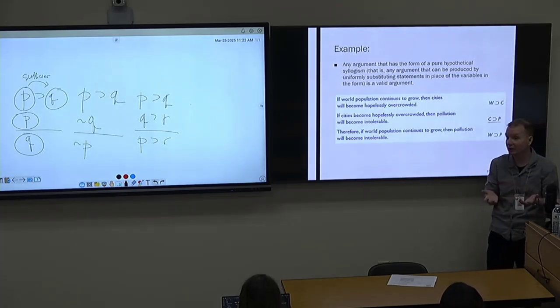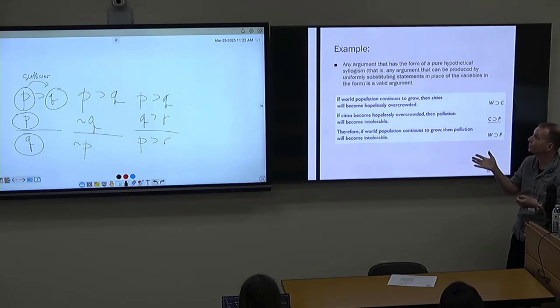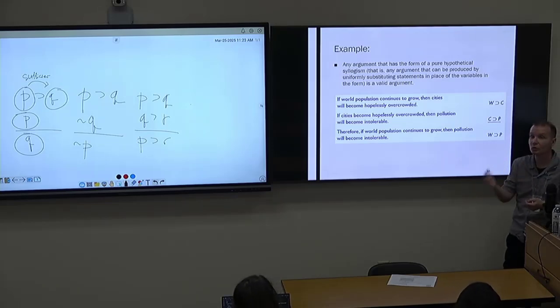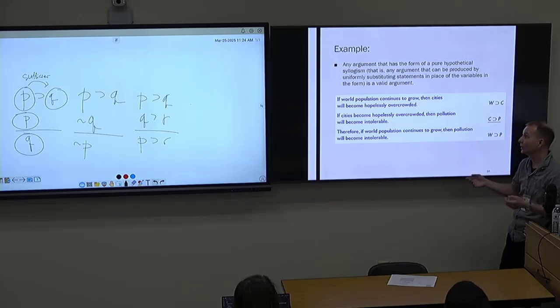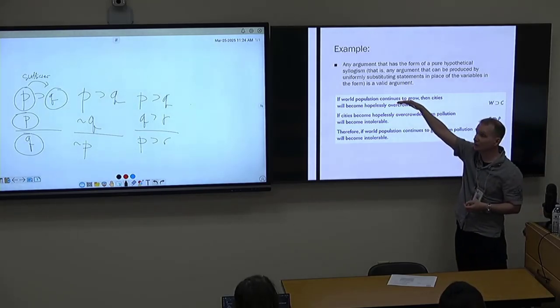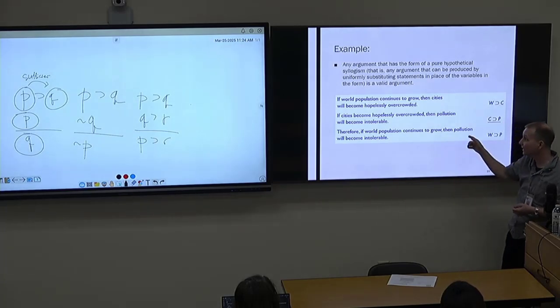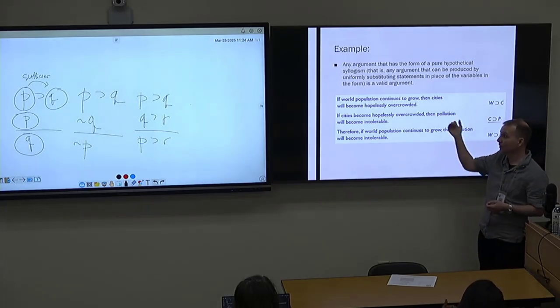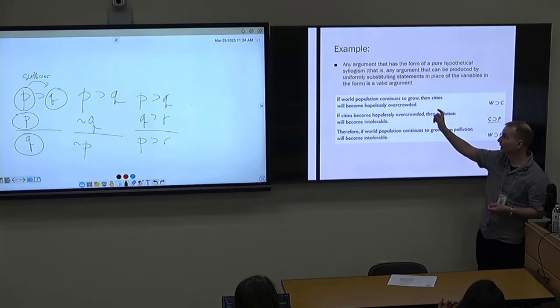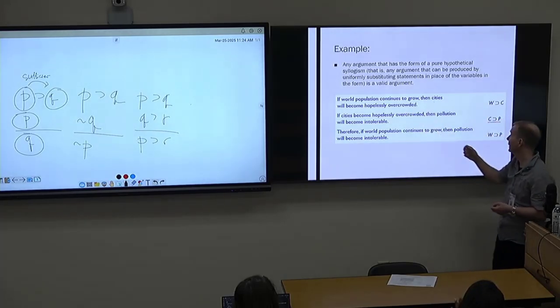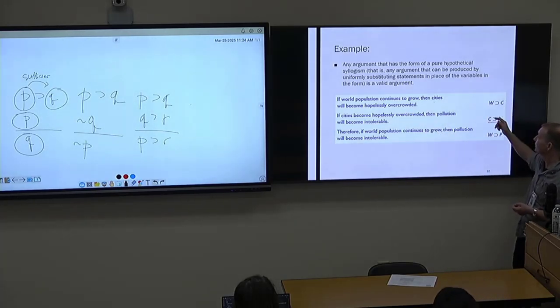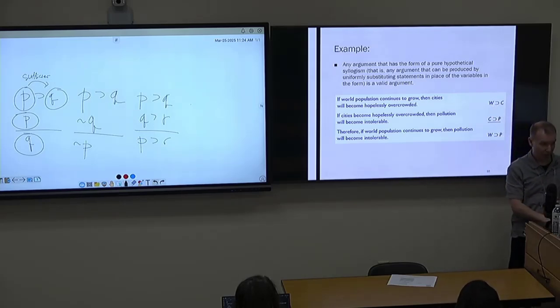Here's an argument which has this form. If world population continues to grow, then cities will become hopelessly overcrowded. If cities become hopelessly overcrowded, then pollution will become intolerable. Therefore, if world population continues to grow, our first antecedent, then pollution will become intolerable, our second consequent. We're just skipping this middle chain, the C in this case, and going straight from W to P. That's the valid form for pure hypothetical.